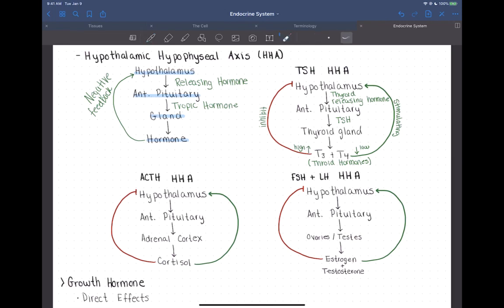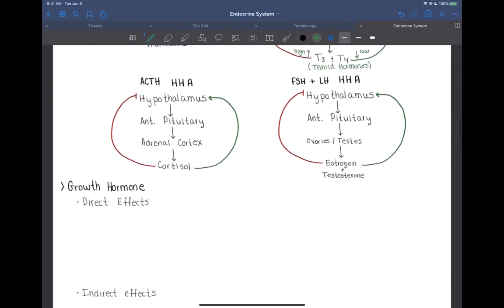So we have thyroid stimulating hormone, thyroid releasing hormone comes from the hypothalamus to the anterior pituitary. The anterior pituitary releases thyroid stimulating hormone. It acts on the thyroid gland to cause it to produce thyroid hormone. Okay. Our next one is ACTH.